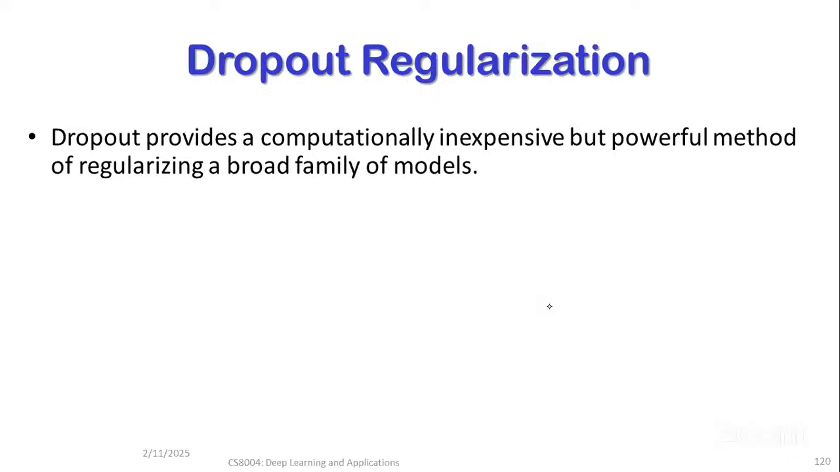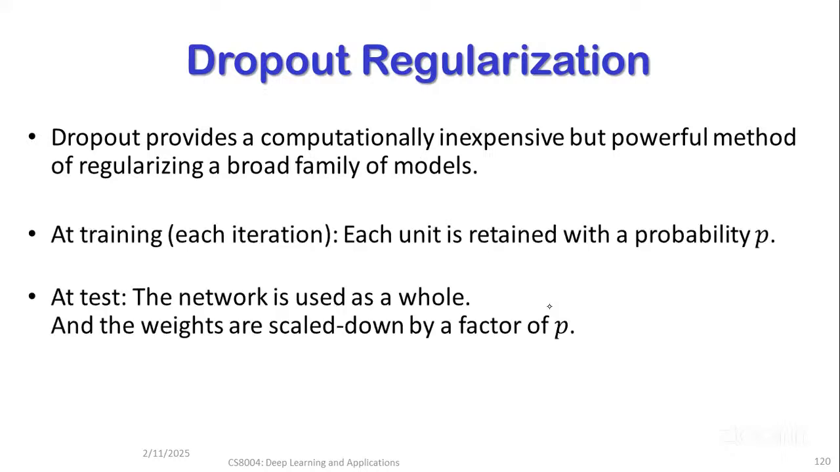So this dropout regularization is computationally inexpensive but a very powerful method when you are going to regularize a broad range of models. And here what do you do? At each training iteration, you are going to retain each unit with a probability p, right? So 50-50, it may be kept, it may not be kept, right? But at the test time, the network is used as a whole, right? And the weights are scaled down by a factor of p, because now we are going to use the entire network.